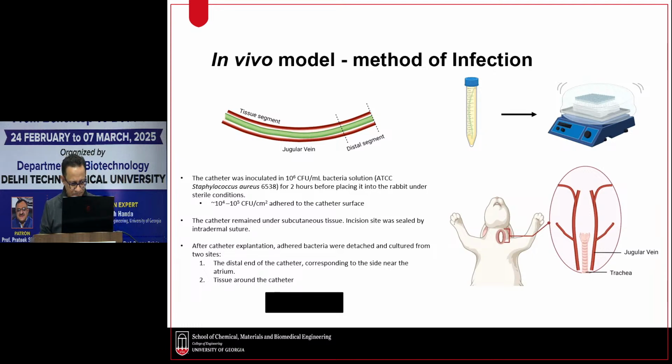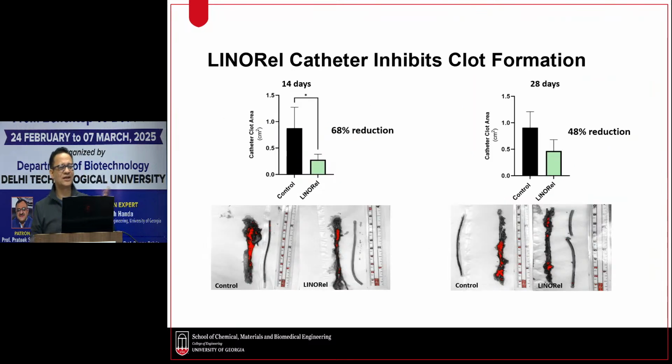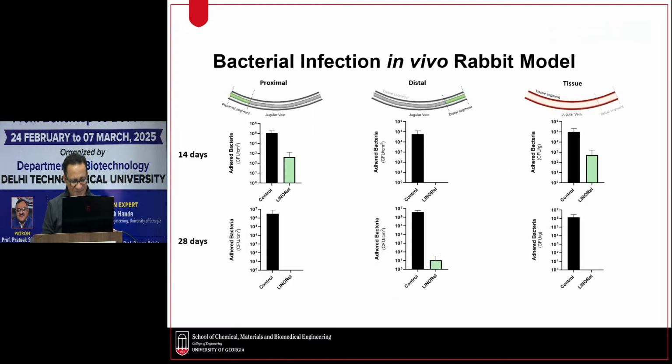Okay, and the beauty is we can get clotting data and infection data, both. So we saw almost 70% reduction in clot formation, and see, that's the vessel we took the catheter out from. We took some catheters out at 14 days and some at 28 days. Some rabbits were 14 days, some rabbits were 28 days. And we saw 50% reduction in infection or clotting for the 28-day data. But then, this was the really good data.